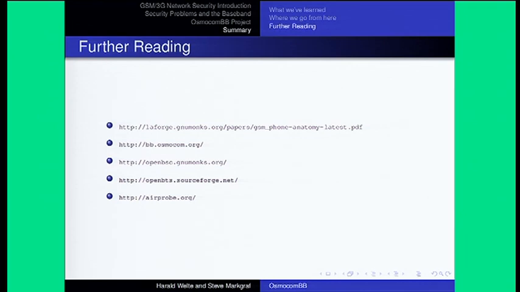I have some questions from other missions. One question from Wotan in England is, would it be possible to create a peer-to-peer GSM network with this modified baseband?